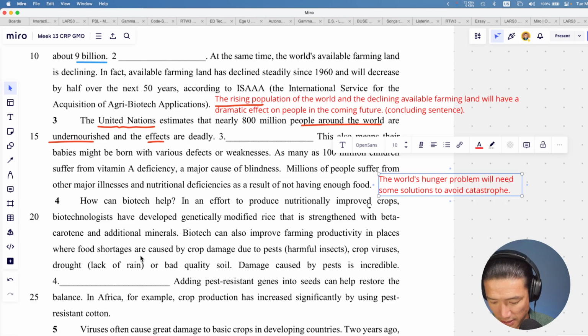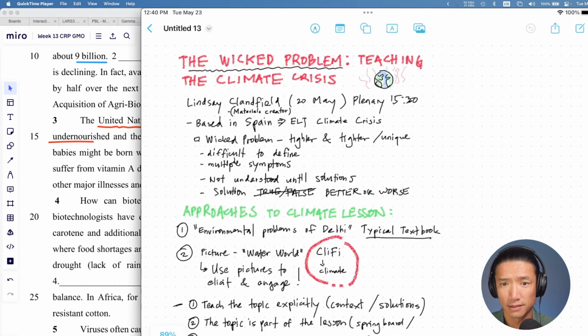Let's find that thing. That speech I heard. It's called the wicked problem. Why don't we just do it? Because I can.